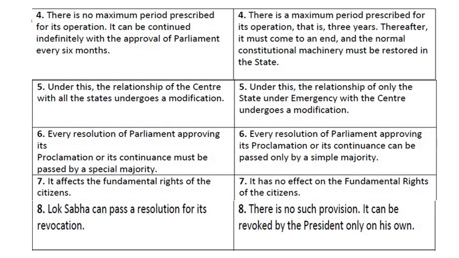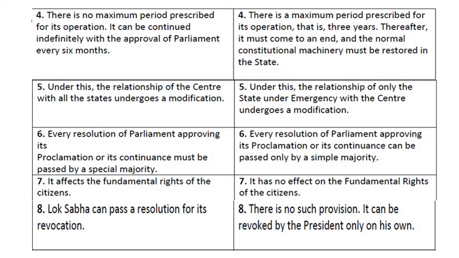Then the fourth difference: there is no minimum period prescribed for the duration of the national emergency, but for the presidential rule the maximum duration is 3 years. Under the national emergency, the relationship of the center with all other states undergoes modification, but in the presidential rule the relationship of only the state under the emergency with the center undergoes modification. As we all know, the national emergency is for the entire nation, and the presidential rule is for one or two states.